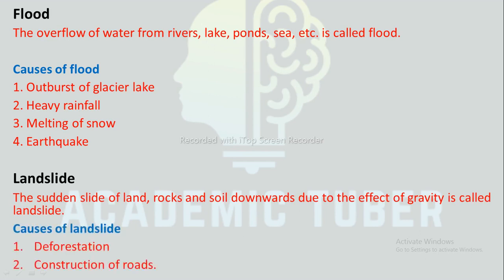Landslide is a sudden slide of land, rocks and soil downward due to the effect of gravity, and it is usually caused by deforestation and construction of roads.